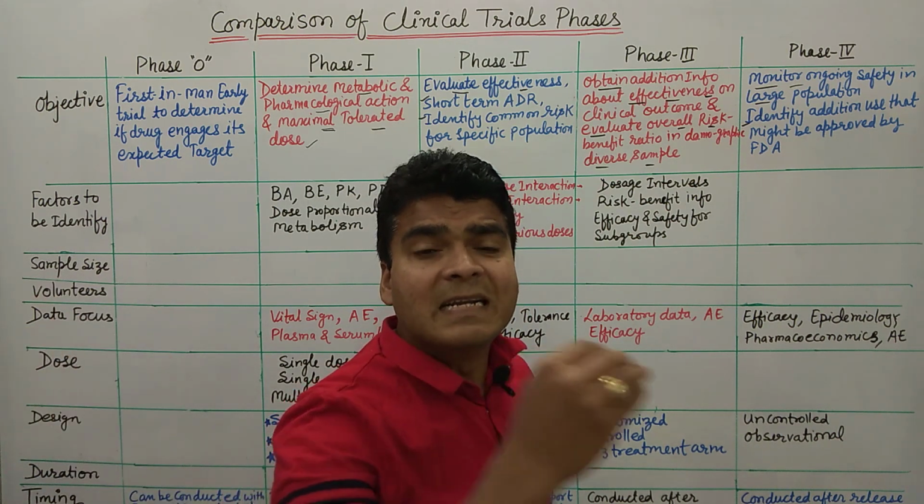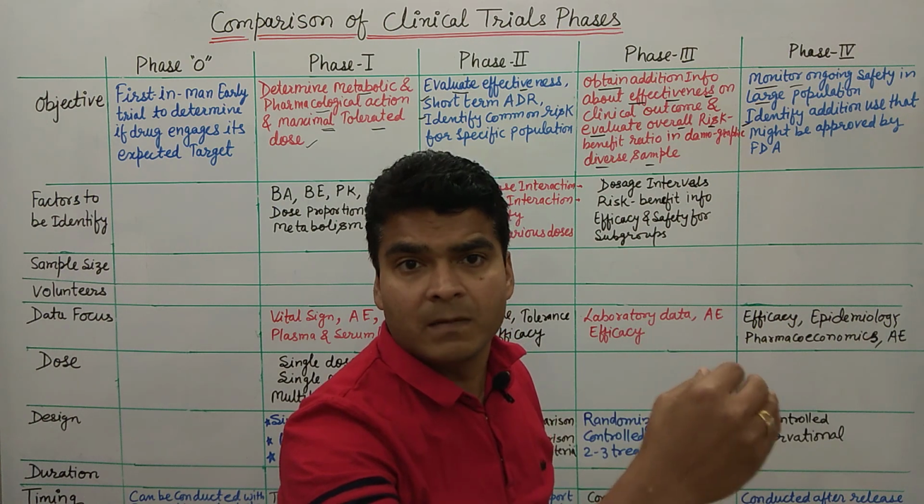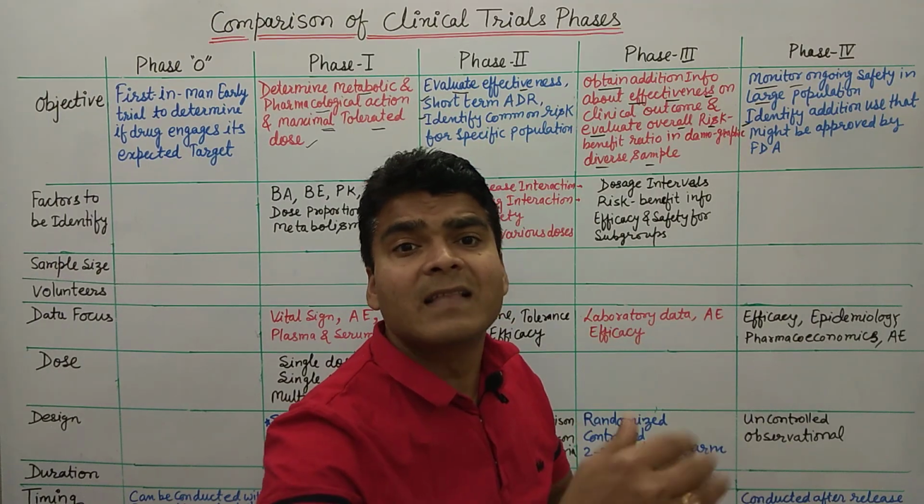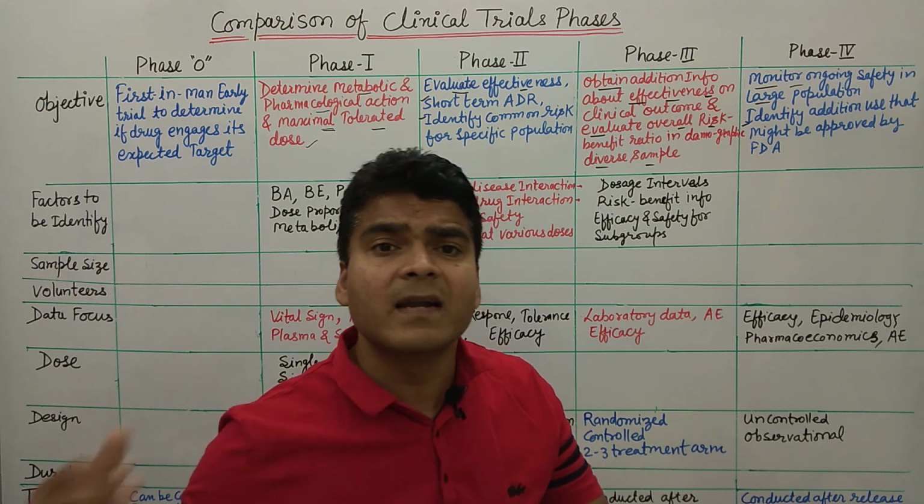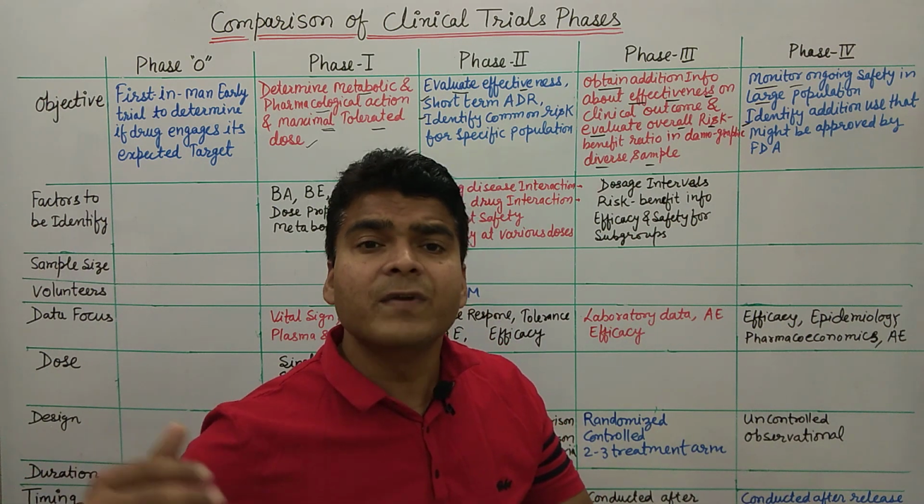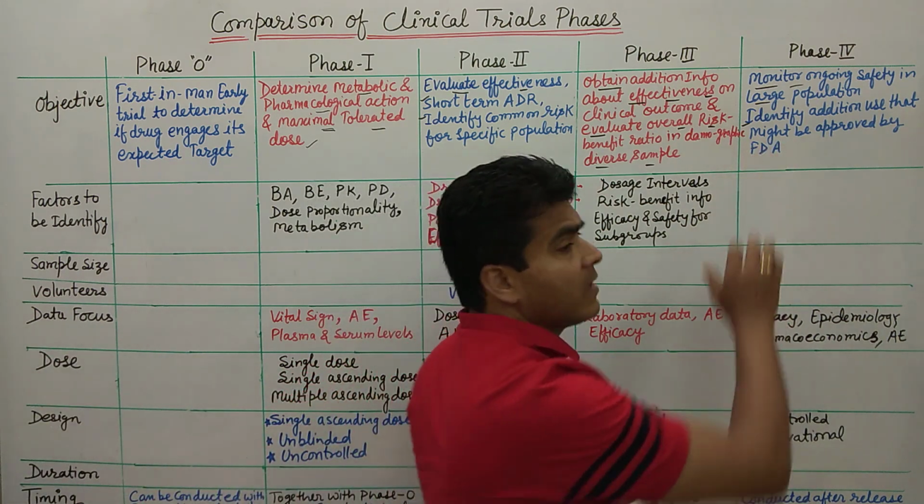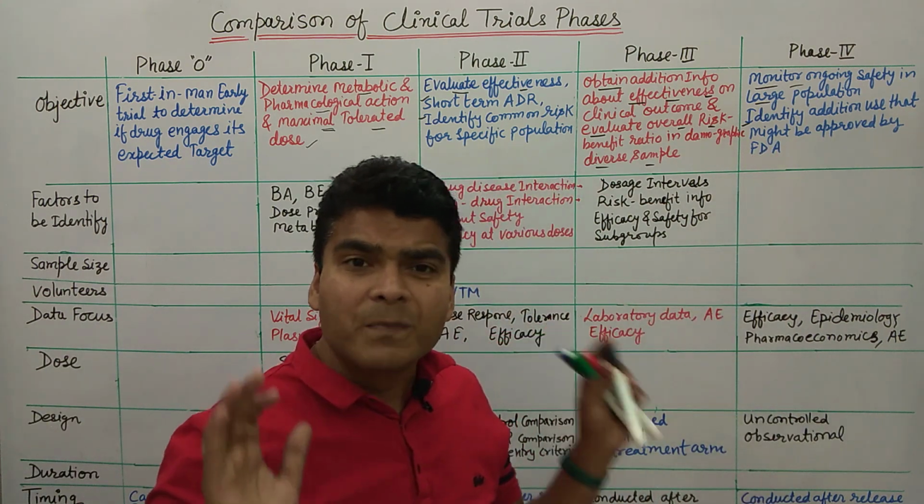Suppose a drug is approved for asthma, so whether this drug is also useful for other conditions like diabetes or some other types of conditions. Clear? So we try to identify these factors as well in phase 4 trials. So this is about the objective.